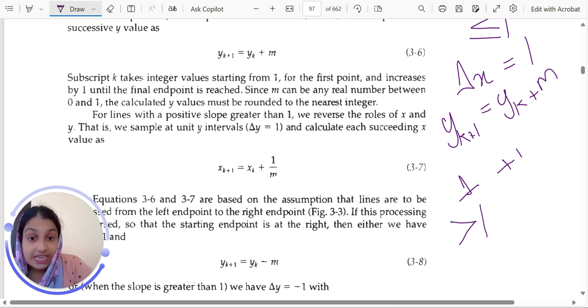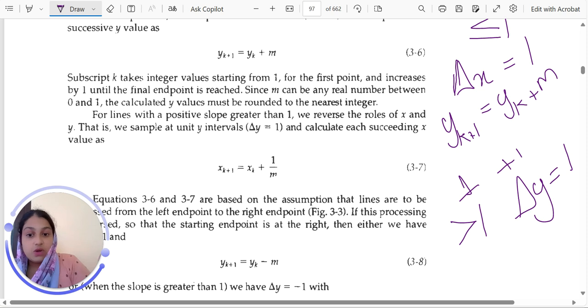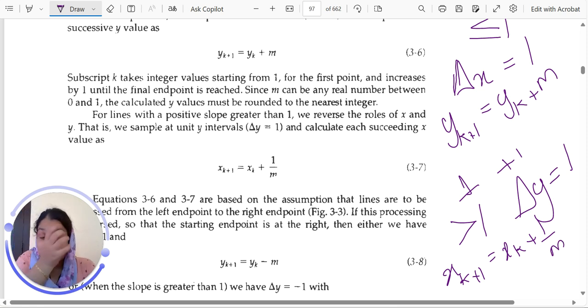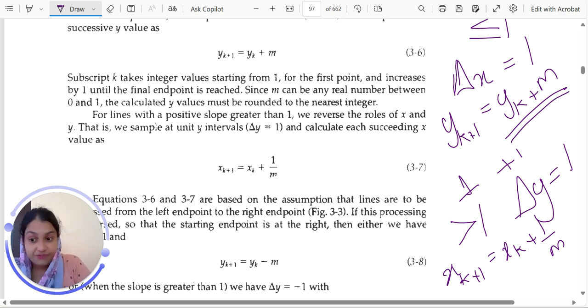For lines with a positive slope greater than 1, so that one was for less than or equal to 1, we reverse the roles of x and y. In the previous case we took delta x equal to 1. So here we will take delta y equal to 1 and calculate each succeeding x value as xk plus 1 equal to xk plus 1 by m. For yk we use yk plus 1 equal to yk plus m only, but when we want to find xk plus 1, we use xk plus 1 by m.